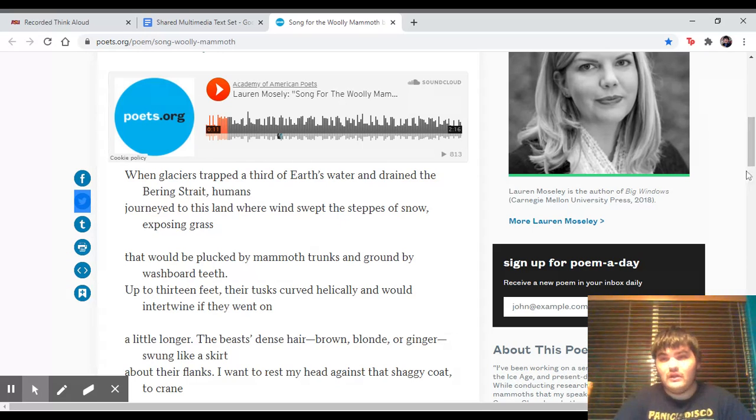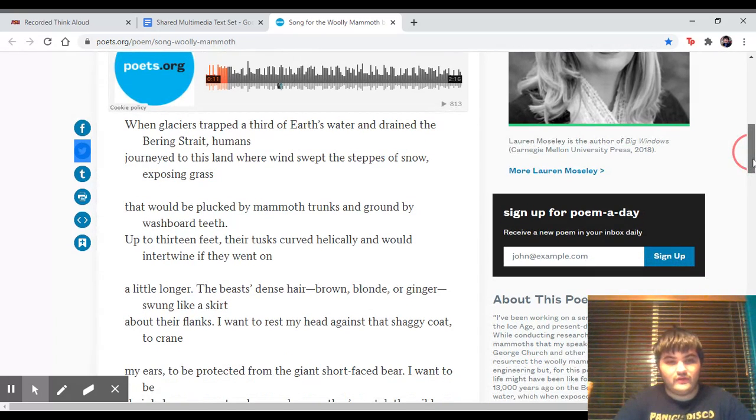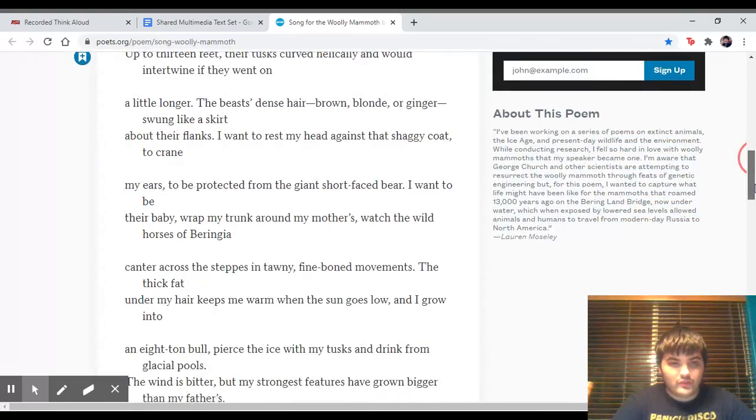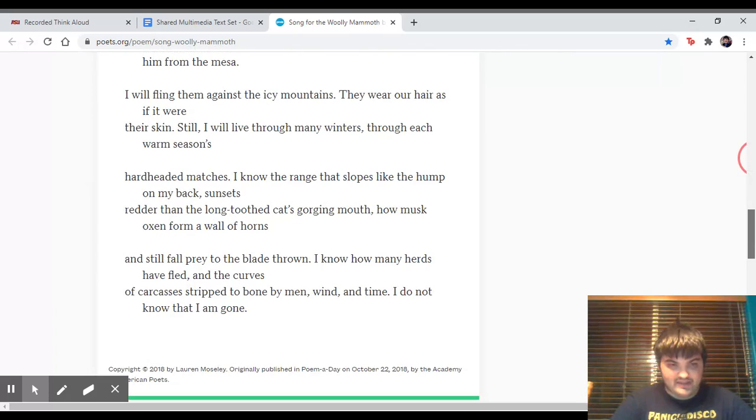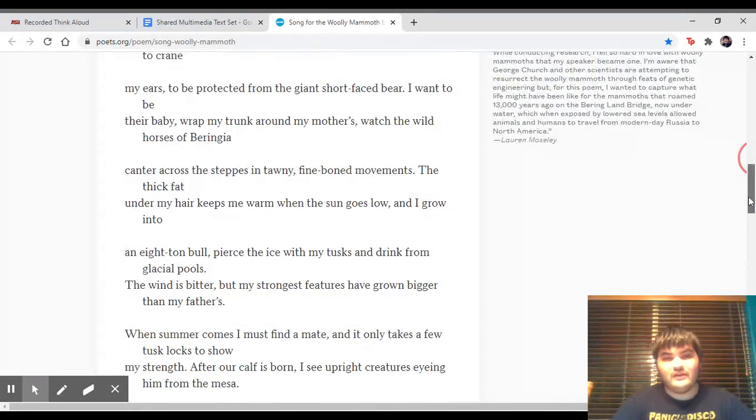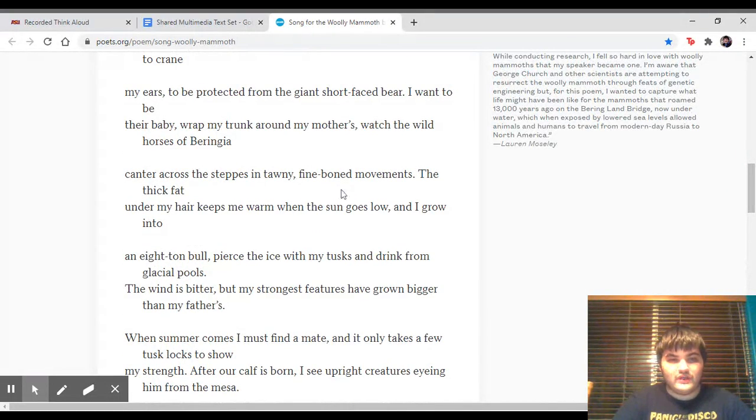So what I noticed first was how many stanzas there were. So 1, 2, 3, 4, 5, 6, 7, 8, 9, 10. So there are 10 stanzas. Each one has 4 lines. I apologize for my terrible writing on the computer screen. All right, so that's the first thing I noticed.